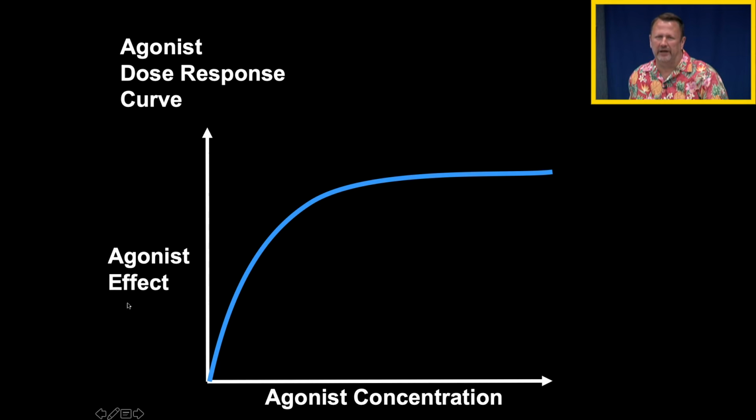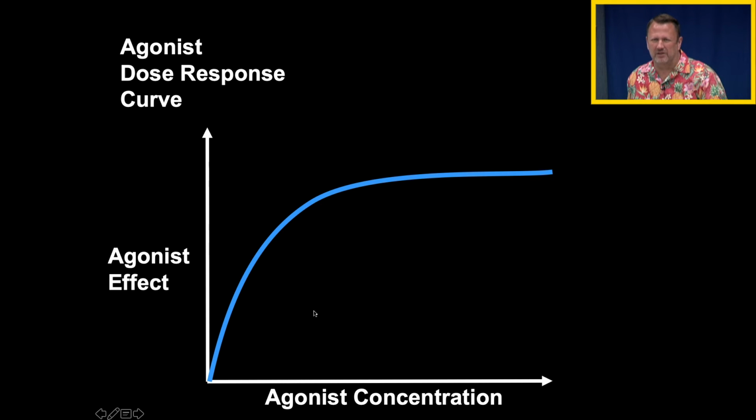Since we're looking at graphs, a graph should have a label. This is the agonist dose response curve. Each of the axes should be labeled. This is the agonist effect. Down here is no effect, up here is lots of effect. And here's the drug concentration. You can say it's the drug dose. No dose, big dose.